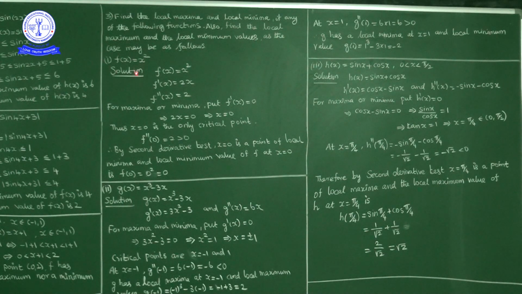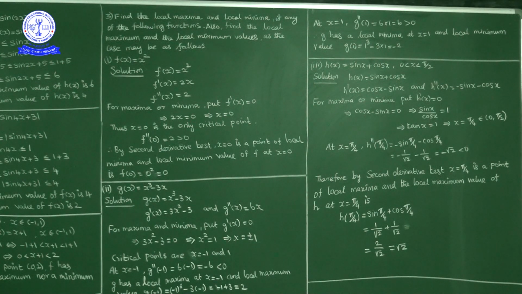f of x equals x square. Find the first derivative. f dash of x equals 2x. f double dash of x equals 2. So for minimum or maximum, first of all we'll write f dash of x equals 0. f dash of x equals 0 means 2x equals 0, which means x equals 0.